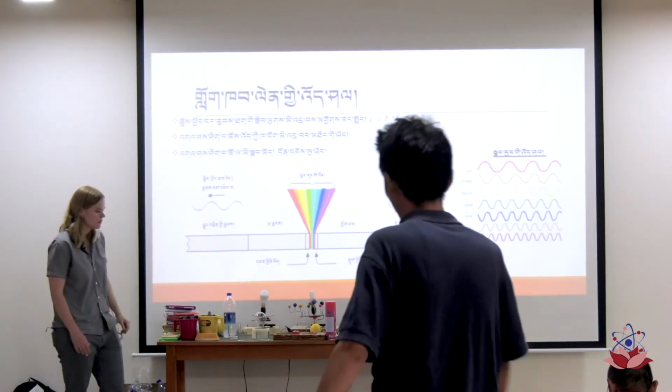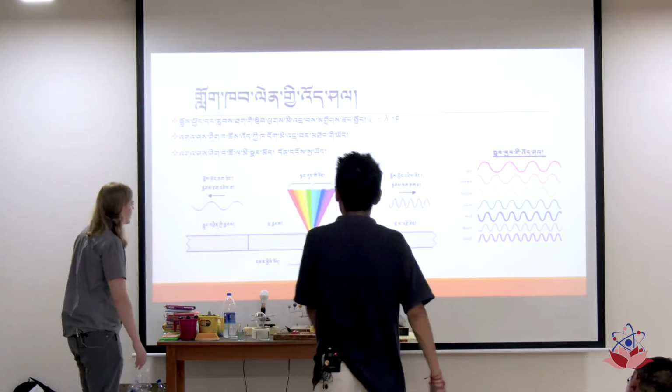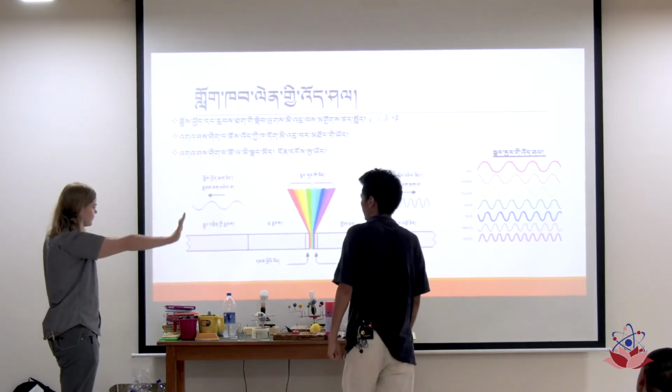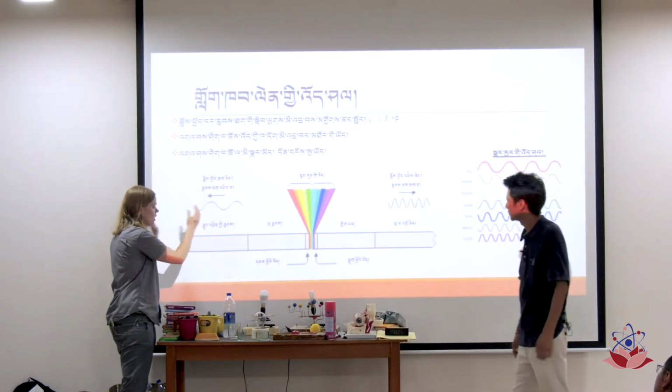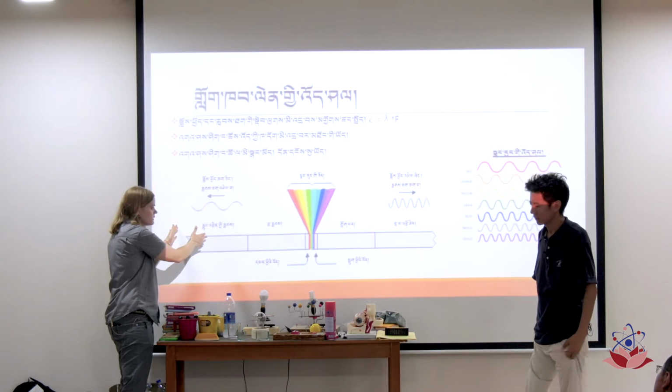So we usually think of this in terms of a spectrum of light, where we can think about kinds of waves that have long wavelengths and low frequencies.